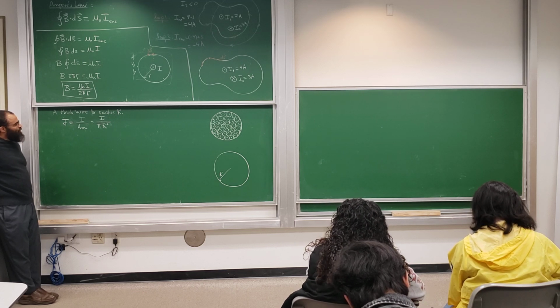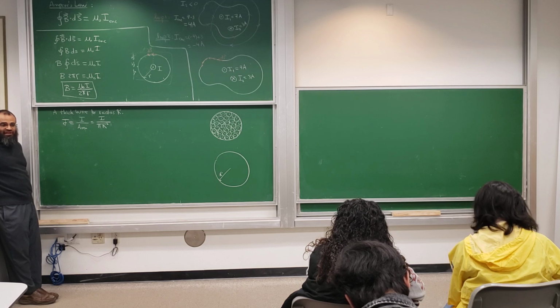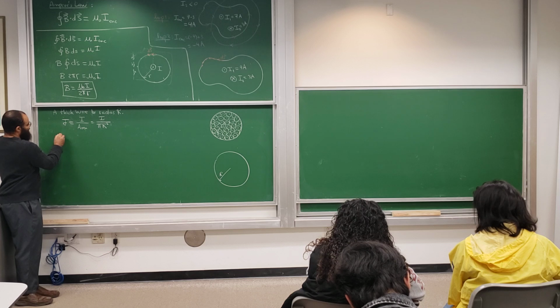The reason I want to refer to the current density is because I'm going to draw an Amperian loop and then ask how much current is coming out of that Amperian loop. So I'm going to start with inside the wire. We'll do the difficult part first.